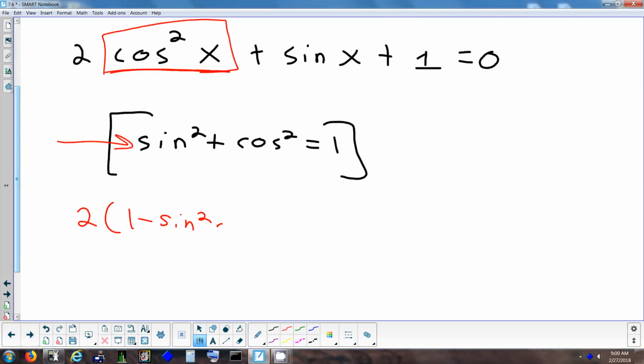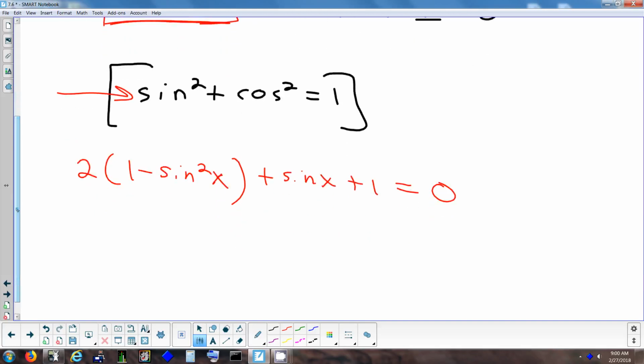It's important that once you do that, you leave it in parentheses because we're doubling everything that was in that box. So 1 minus sine squared is now in the box. The whole thing is doubled. Plus sine x plus 1 equals 0. All right, so what I'm going to do now is distribute the 2. Actually, let's just distribute the 2 first. Don't worry about writing it in descending order yet.